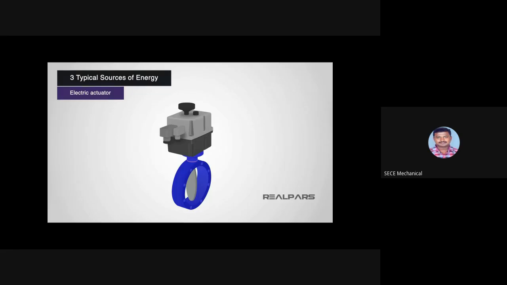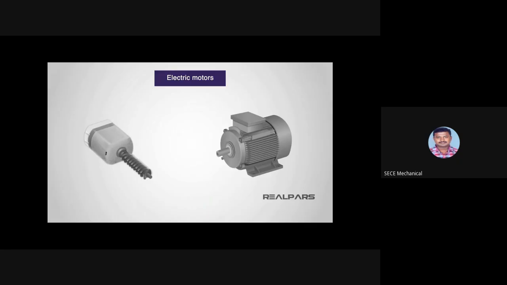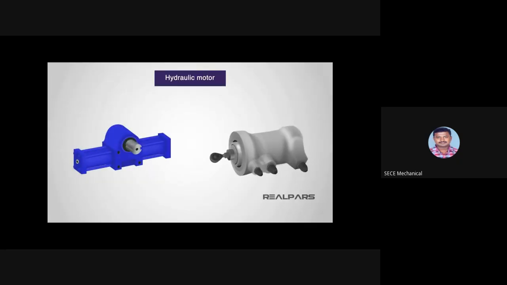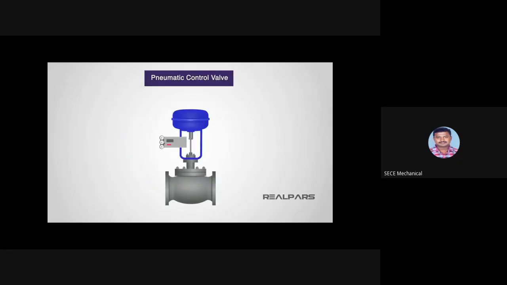Electric actuators use some form of electric energy to operate. Hydraulic actuators use a variety of liquids as a source of energy. Pneumatic actuators are operated by compressed air. Typical actuators in the industry include electric motors, hydraulic motors, and pneumatic control valves.